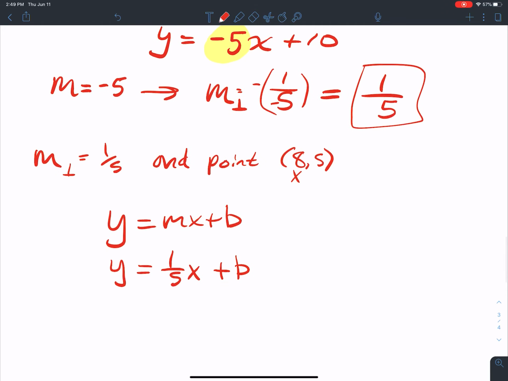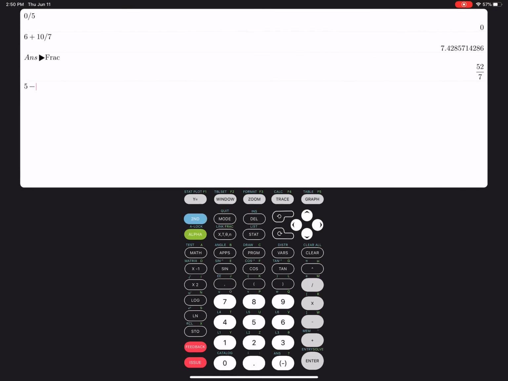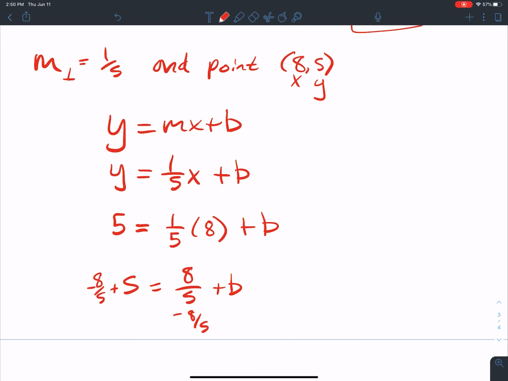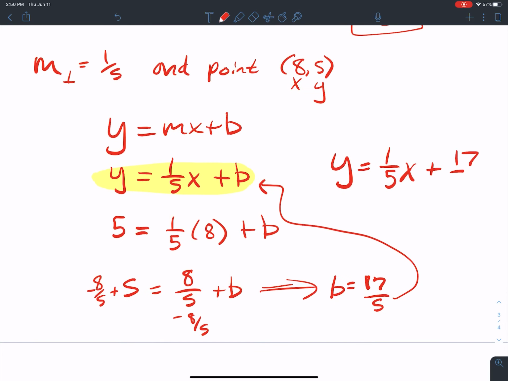And now I replace x with 8 and y with 5. So I have 5 equals 1/5 times 8 plus b. So 8 over 5 plus b equals 5. Subtract 8 over 5 from both sides. Okay, so you can type that in your calculator: 5 minus 8 divided by 5, enter, math, frac, 17 over 5. So that tells me that b is 17 over 5. And so I'm going to plug that in here, and I get y equals 1/5 x plus 17 over 5. And that's my answer. Okay?